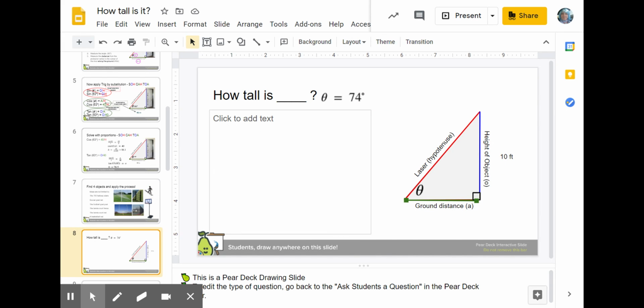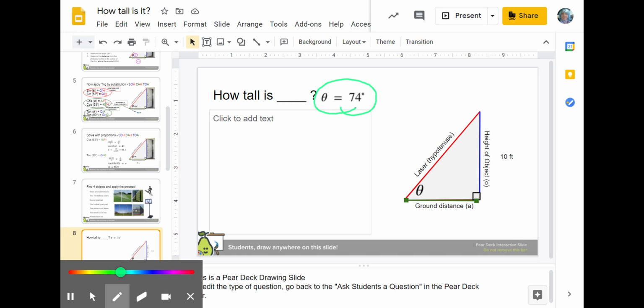This is where we would have done some work. So everybody meet me on slide 8. And this is where we should be able to start doing some real work. So I give you the angle at 74. So I want everybody to put 74 degrees in for your angle.